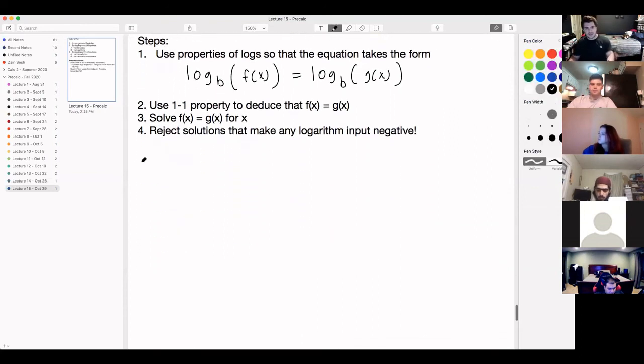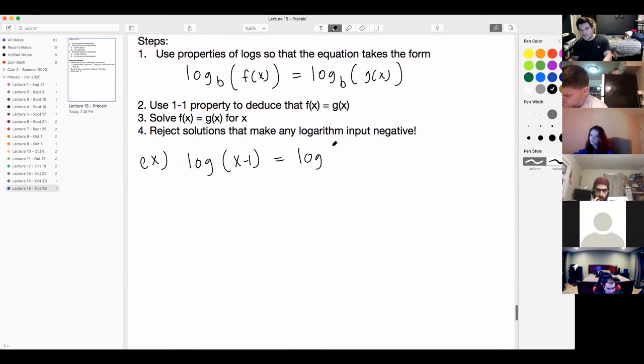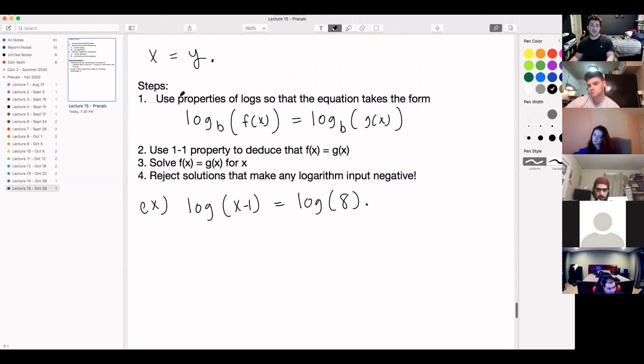All right, example. So let's solve log of x minus 1 is equal to log of 8. Okay, good. So firstly, we have a single log on both sides. So step one has already been completed for us. So let me just write that.